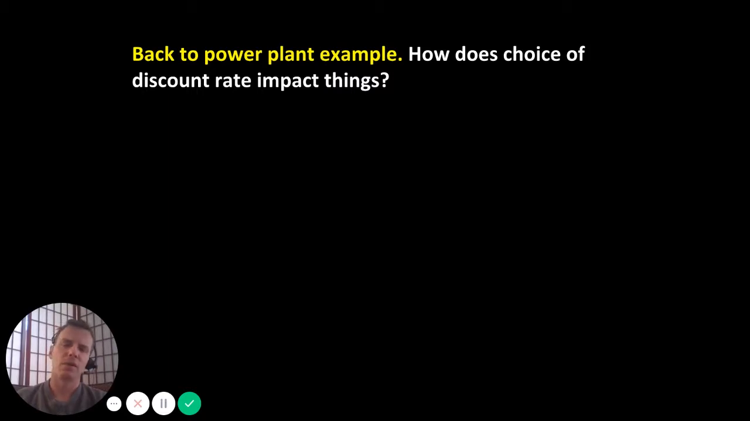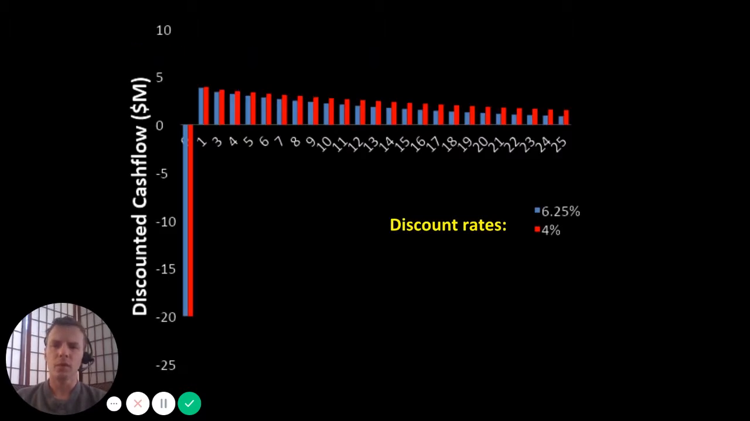Let's get back to this issue of the power plant. So let's look at how the discount rate really impacts things. This is our discounted cash flow analysis. And remember, we started out assuming the discount rate was the same as the firm's weighted average cost of capital, or 6.25%. That's what's shown in blue. What happens if we use a lower discount rate of 4%?